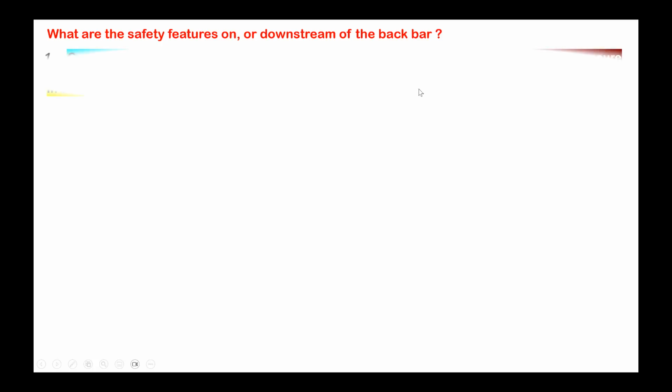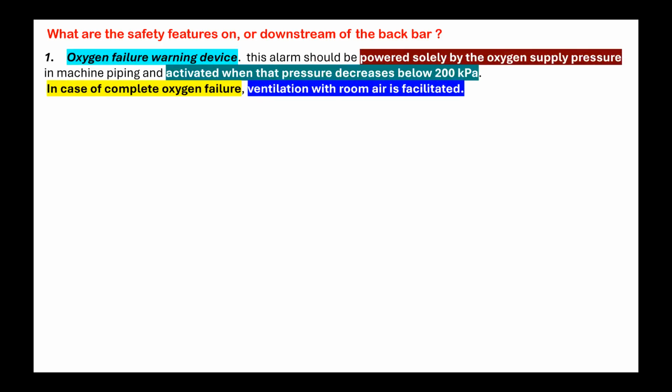I'll start with one answer. There are oxygen failure warning devices which are powered by the oxygen pressure in the machine piping and activated when pressure decreases below 200 kilopascal. And in case of complete oxygen failure, ventilation with room air can be facilitated. So this is one of the important safety features that is present in the downstream or in the back bar.